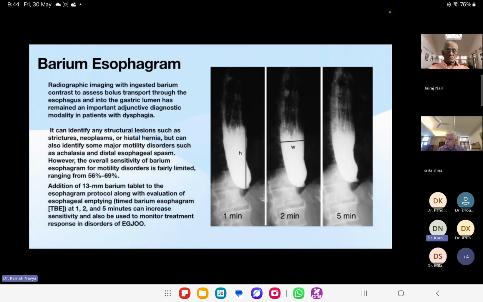Addition of a 13 mm barium tablet to the esophagogram protocol, along with the evaluation of esophageal emptying at 1, 2, and 5 minutes, can increase the sensitivity and can also be used to monitor treatment responses in esophagogastric junction outlet obstruction. This is the picture showing the post-barium contrast at 1, 2, and 5 minutes, with the passage of the bolus and decreasing in the length of the contrast.